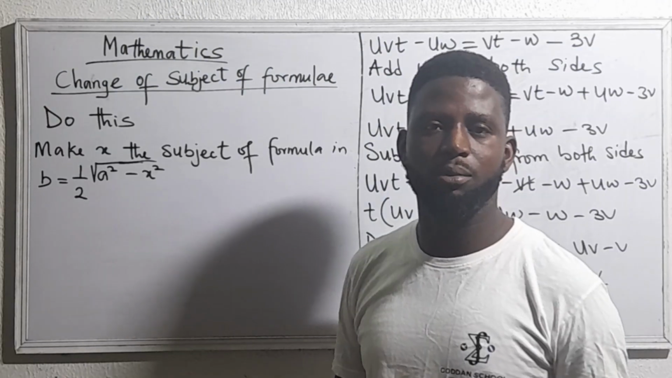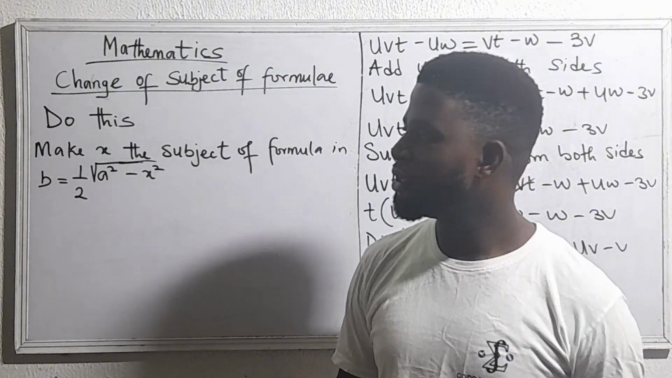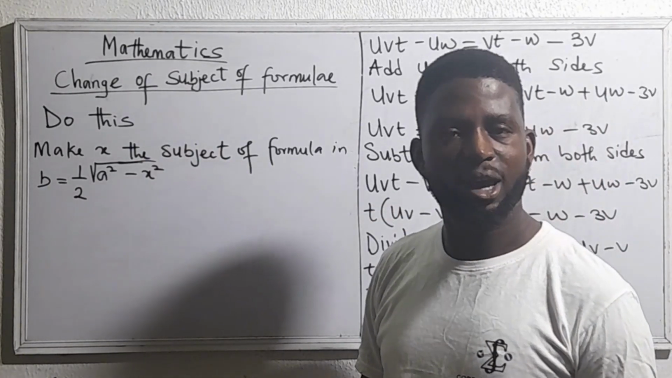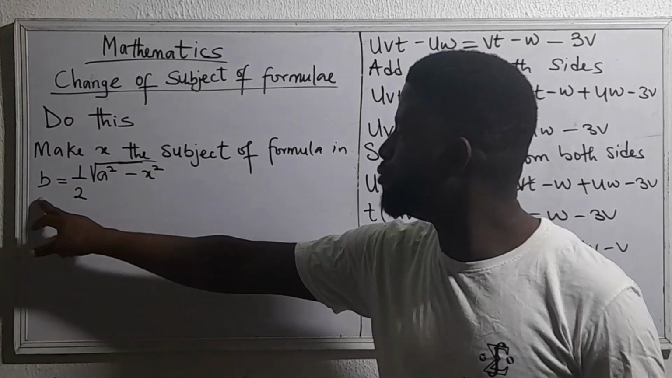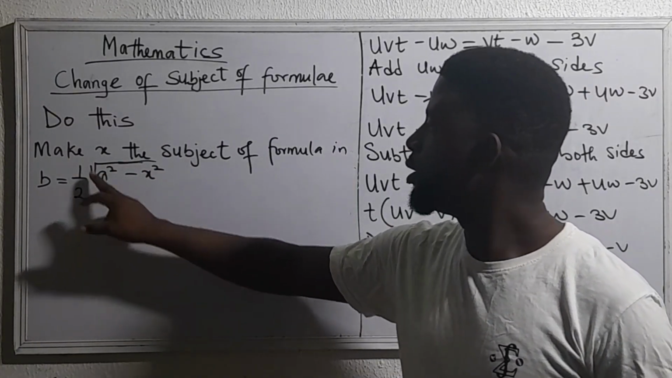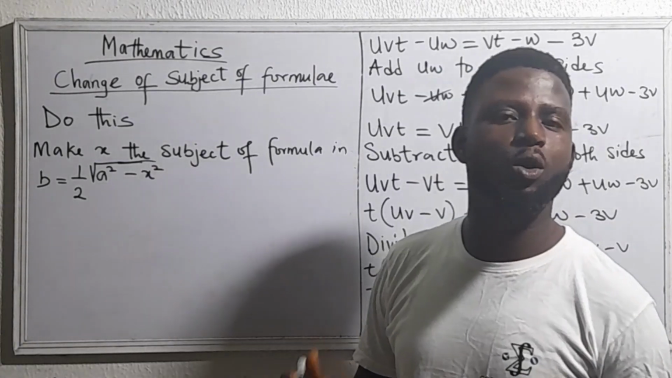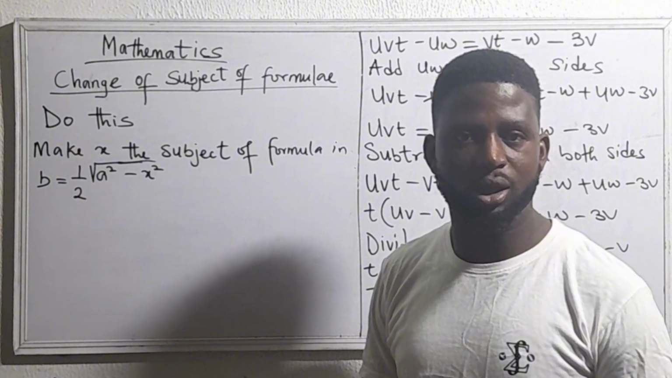The beauty of every mathematics learned is in practicing what you've learned. So please do this and comment your answer in the comment section. Make x the subject of formula in b equal 1 over 2, the square root of a squared minus x squared. If you have any difficulty, I'll be more than willing to attend to your question in the comment section.